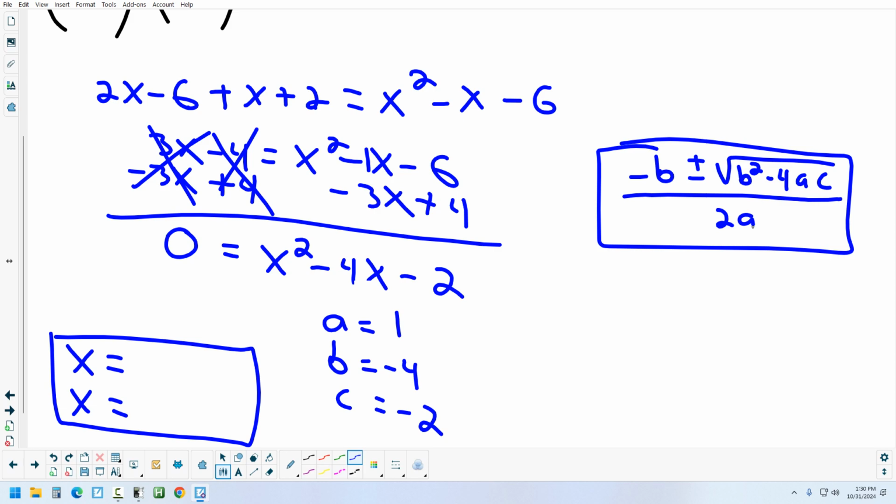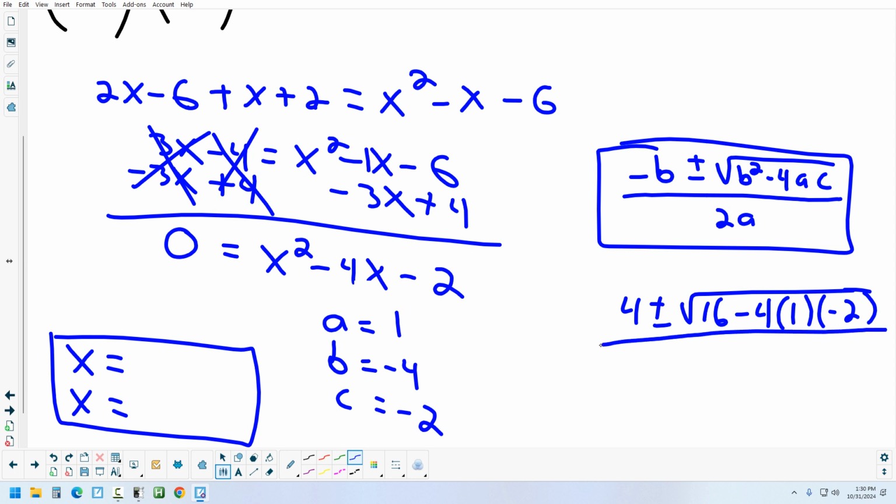Negative 4. Negative negative 4, so it'd be 4. What's b squared? 16. 16 minus 4 times what's a? 1, times what's c? Negative 2. All divided by 2a.